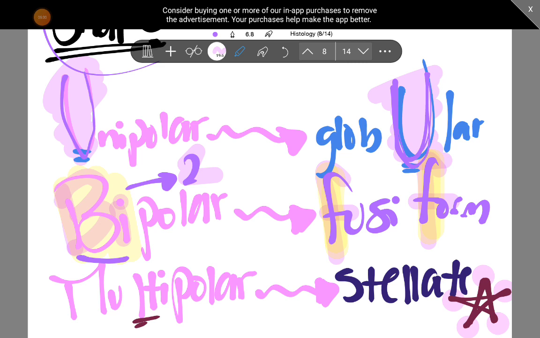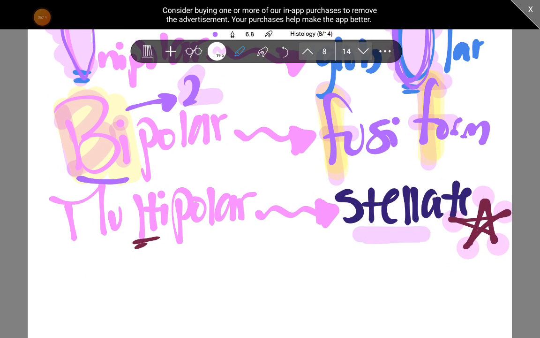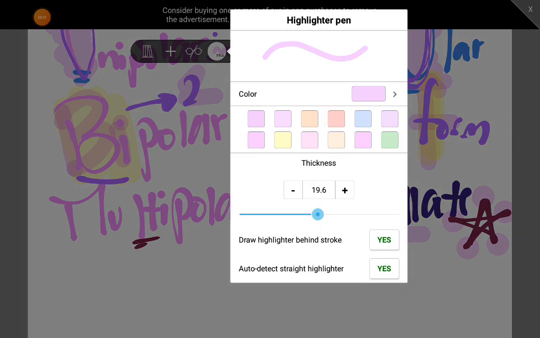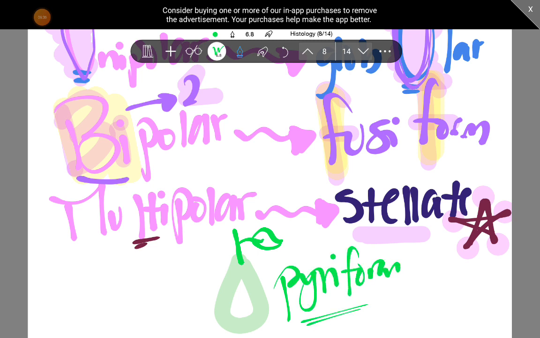And the multipolar, oh, it's stellate. You know what stellate means? Stellate means it looks like a star. So it's in the stellate and pyramidal cells. I mean, the multipolar, it's stellate, something called pyramidal, and something called pyriform. Pyriform means it looks like a pear. Let me get the pen over here. This is pyriform. Okay, so the multipolar is stellate.